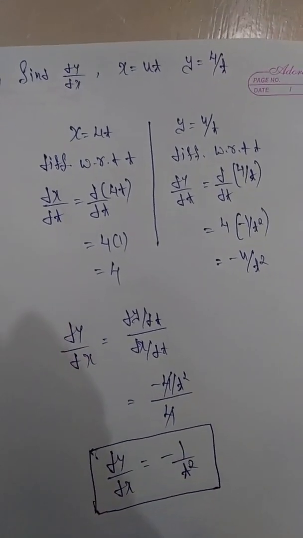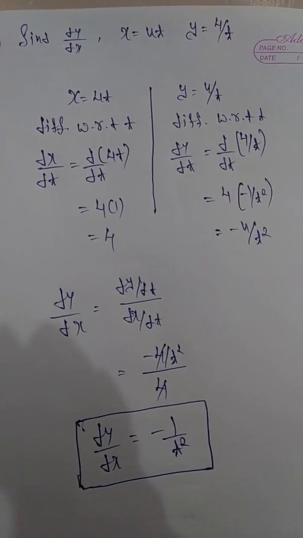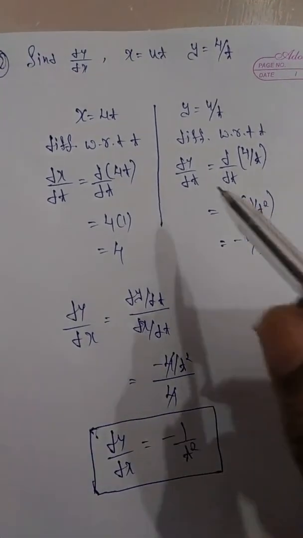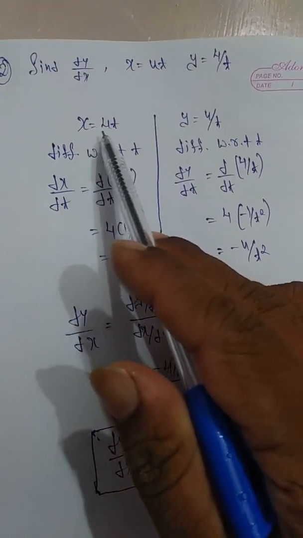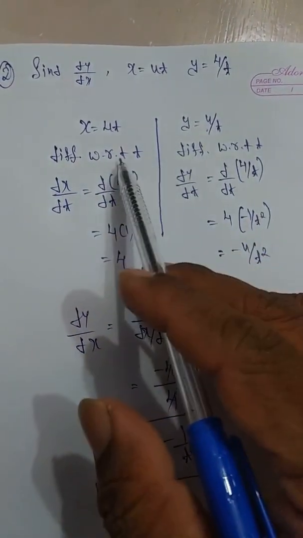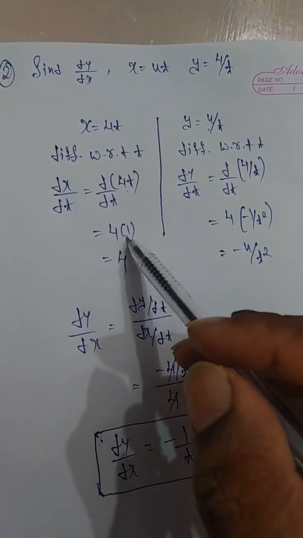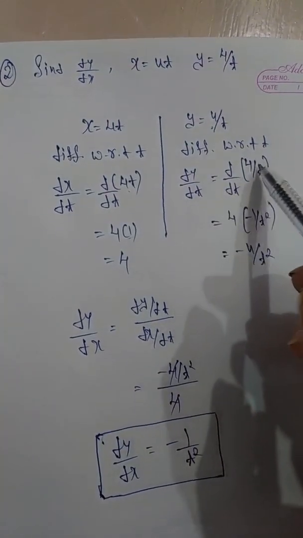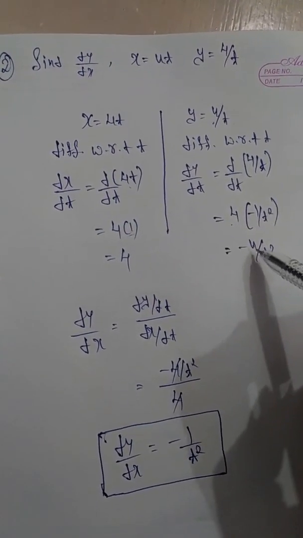So this is a very easy problem. Once again I am repeating it. This problem they will ask for 3 marks. So this is a parametric function: x is equal to 4t, y is equal to 4 by t. You want to differentiate with respect to t separately. The differentiation of 4t is 4 into 1, so 4. Here also dy by dt is equal to the differentiation of 4 by t. 4 is a constant, and the differentiation of 1 by t is minus 1 by t square, so minus 4 by t square.